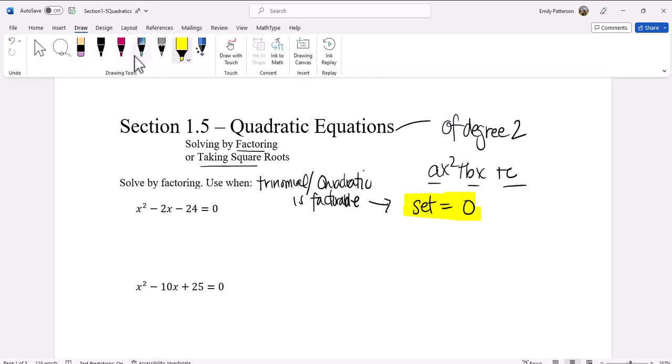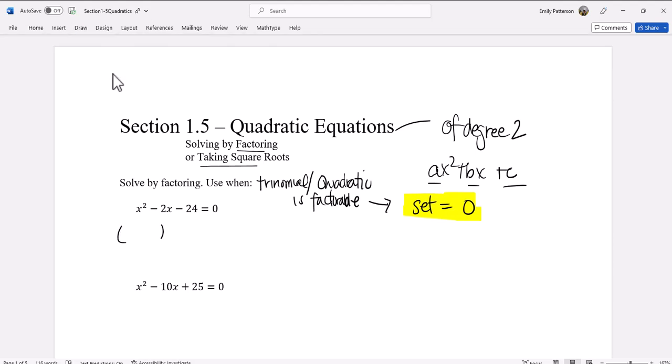So going back on the stuff from before, when we factor this out, we're going to take this into two binomials, have it set equal to 0, and we know that this is going to be x minus 6 and x plus 4. If you don't remember how to factor, you can go back to a previous video and check it out. But the idea is that if I have this whole binomial equal to 0, then this whole equation is equal to 0, and the same thing with this.